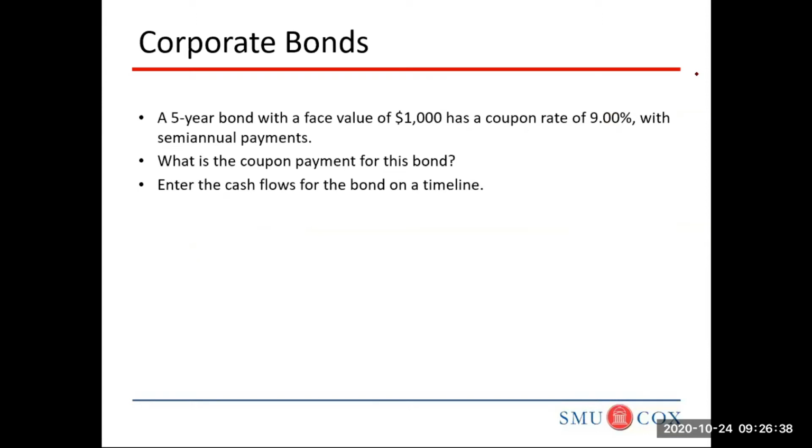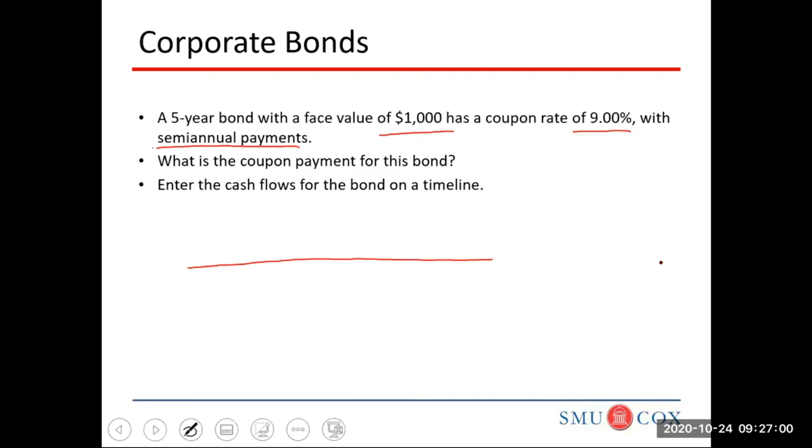You just need to lay out a bond as a series of cash flows. And that's what this problem is asking us to do. It's not even asking us to calculate the value, it just says let's dissect the bond. So it says a 5-year bond with a face value of 1,000 has a coupon rate of 9% with semi-annual payments. So 2 payments per year.